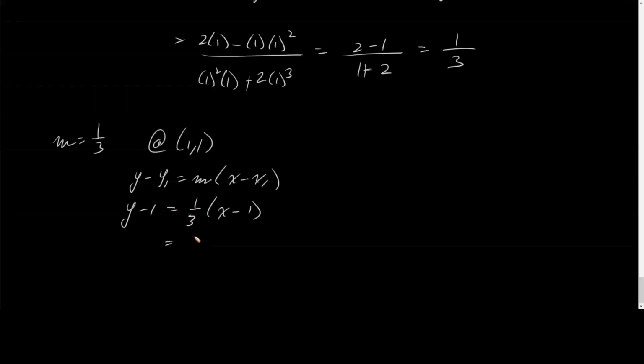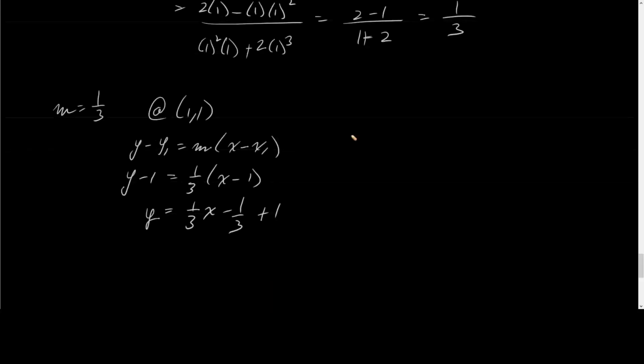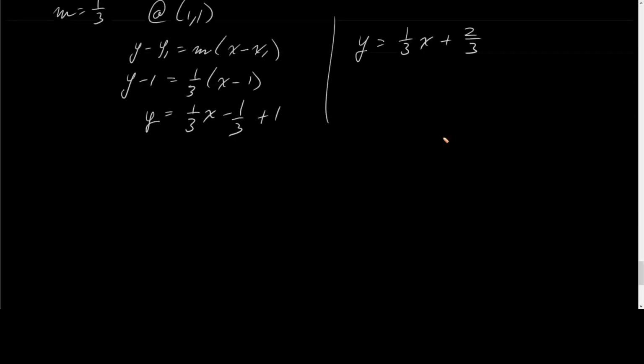Distribute the 1/3, so I end up with 1/3 x minus 1/3, add 1. So I end up with y is equal to 1/3 x plus 2/3, right? Negative 1/3 plus 1 is 2/3. And that's the equation of that.